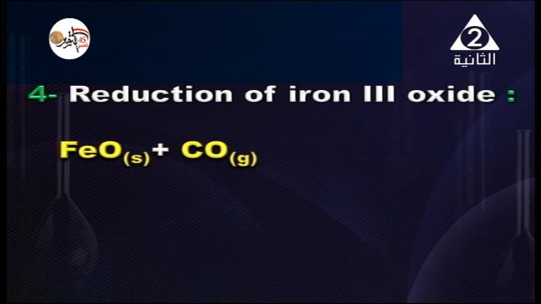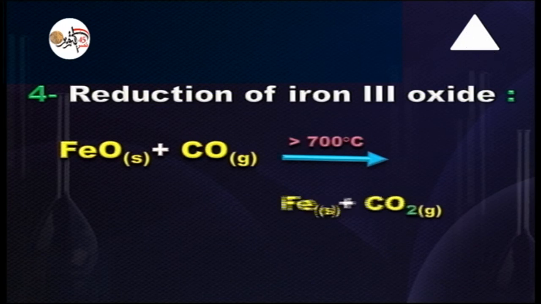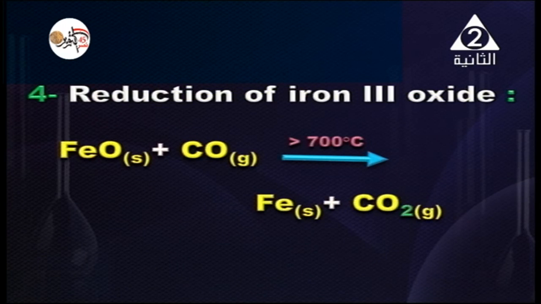If we make the reduction of iron 2 oxide here above 700, it gives iron and carbon dioxide gas.